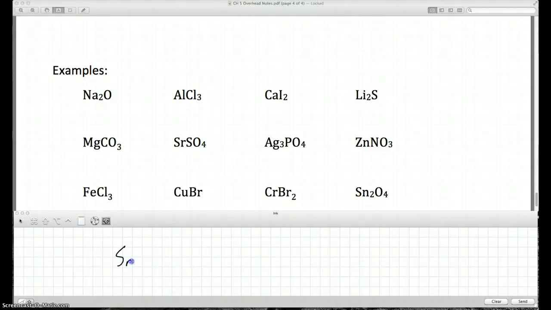Okay, SnO4... Sn2O4. Hopefully figured out what's wrong with that. And the problem with that is a 2-to-4 ratio can be reduced. If you have an ionic compound and you have a ratio that can be reduced, you always reduce it. So a 2-to-4 is the same as a 1-to-2 ratio. So really that should have been SnO2. Now let's name that.